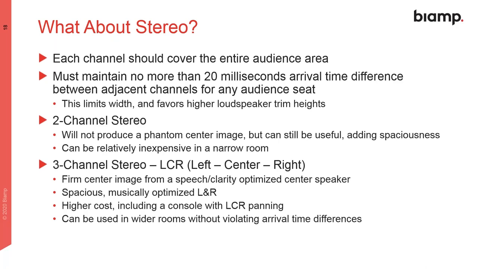Three-channel stereo: left, center, right. We've actually been listening to a form of that for decades in movie theaters. The dialogue is always in the center. The sound effects and the music are panned left and right. So in a three-channel stereo system, you have a firm center image, and you can optimize the center speaker for speech clarity. You can use more spacious, musically optimized left and right speakers.